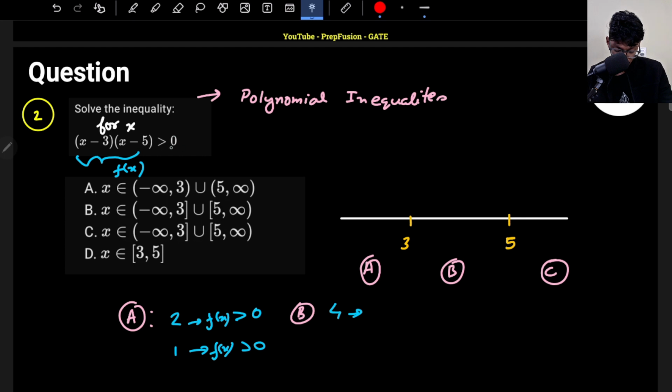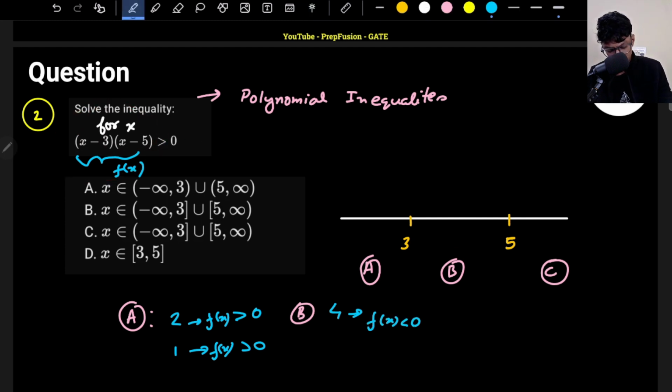Now, what is this? In between 3 and 4. So let me choose a value 4. If I choose 4, this will be 4 minus 3, so this is positive, but this is 4 minus 5. This is negative. So 1 into minus 1 is negative. So my f of x is going negative, right? So f of x is negative. You choose any other value. You can choose 4.5. You will see again your f of x will be negative only.